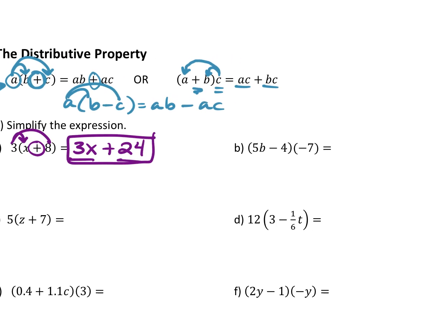Okay, so look at letter B. What do you do? -7 times 5b. Yes, okay. Now, a -7 times 5b is what? -35, and you just keep the variable, -35b.